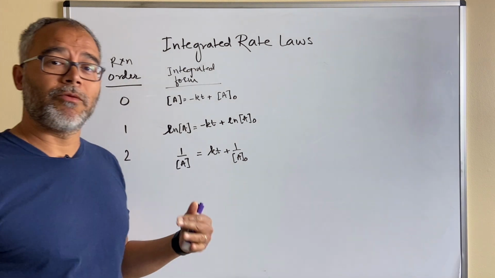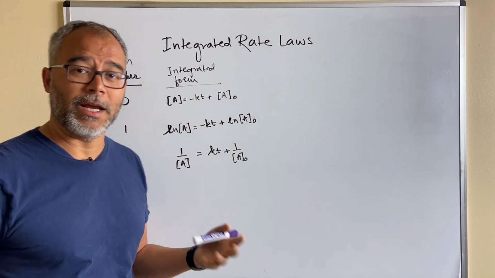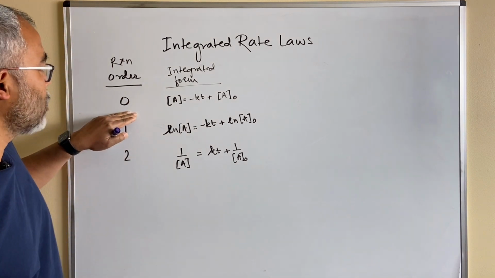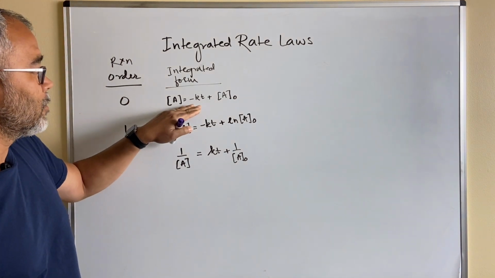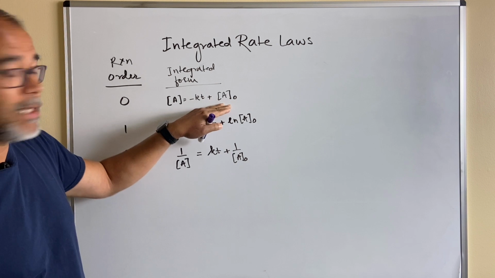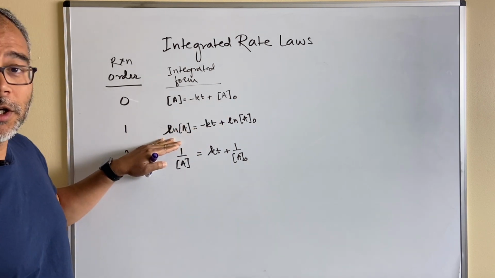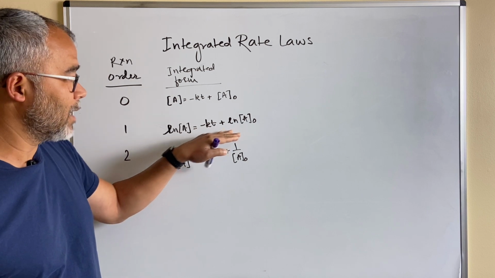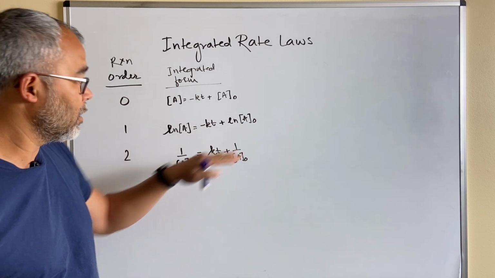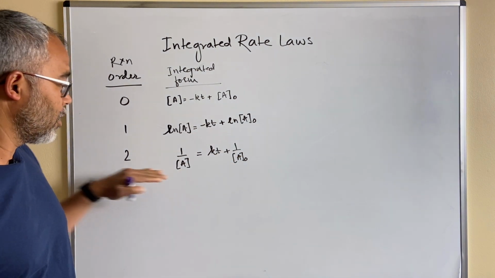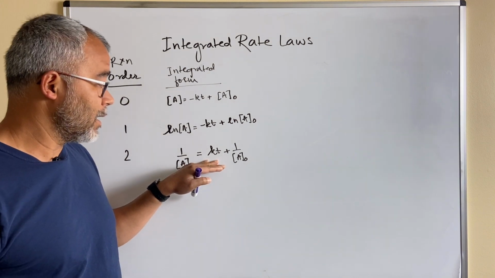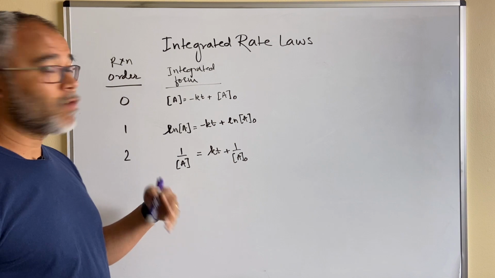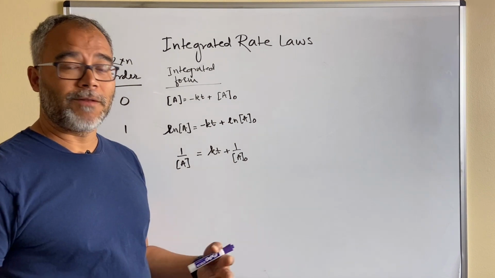I highly recommend writing this down on a piece of paper and keeping it handy because you'll need this to solve problems. So for the zeroth order, you'd have [A] is equal to minus kt plus [A]₀. For the first order, you'd have ln of concentration of A is equal to minus kt plus ln of concentration of A naught. And for the second order, you have 1 over [A] is equal to kt plus 1 over [A]₀. Now what we can do is we can extrapolate from this the concept of half-lives.